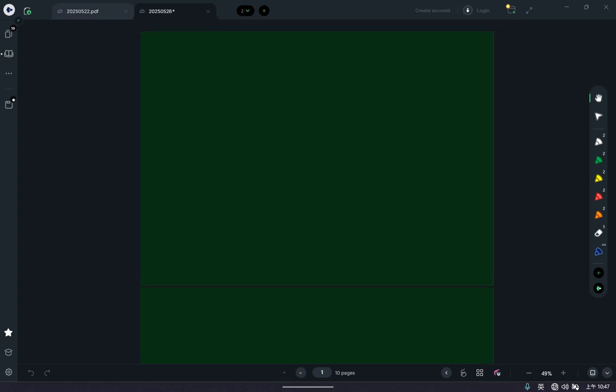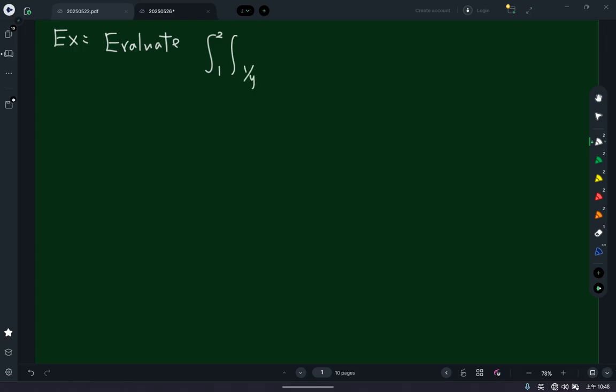Let me show you another example. This example is like this. Try to evaluate the integral from 1 to 2, integral from 1 over y to y, of the integrand square root of y over x times e to the power of square root of xy, dx dy.